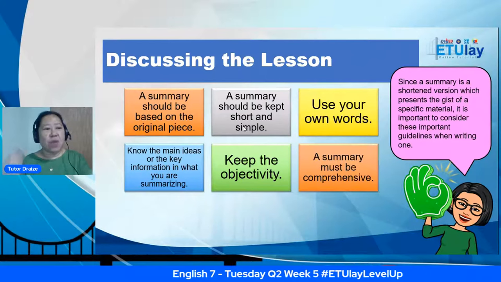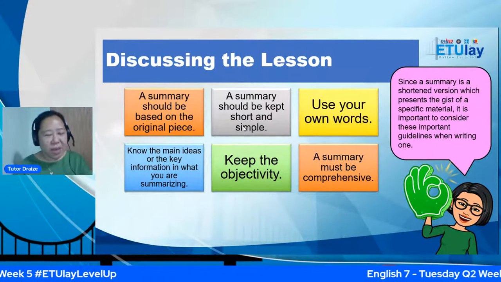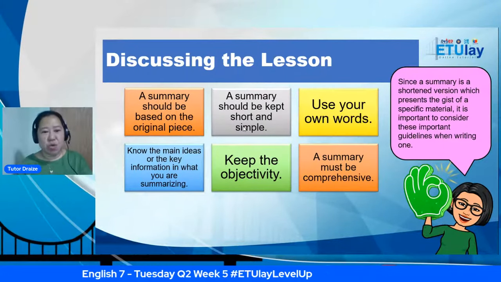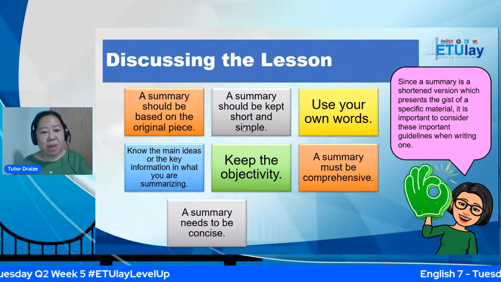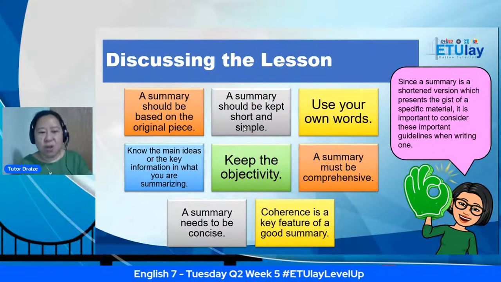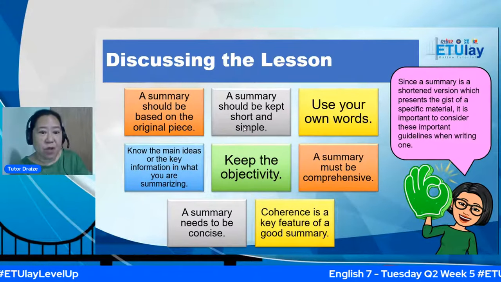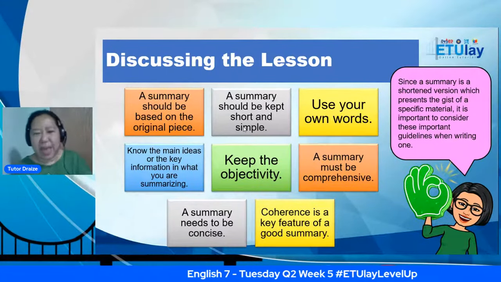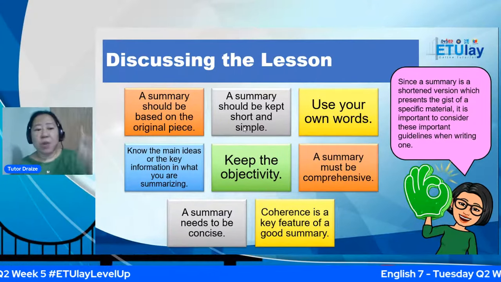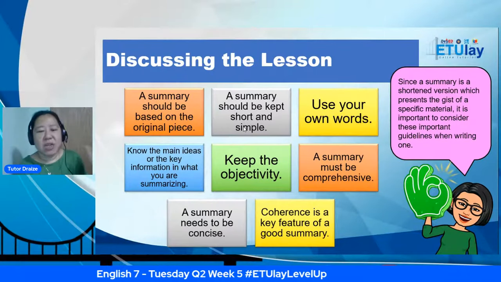Okay. Next, we will also be making use of a comprehensive summary. Don't forget that the summary must be comprehensive, it must be complete, it must be simple, and it must be easily understood by your readers. A summary must be concise also. And of course, coherence is a key feature of a good summary. All these important points are very vital in doing your summary. So don't ever forget them. So 1, 2, 3, 4, 5, 6, 7, 8. We have 8 points to consider that must always be remembered in doing the summary. If you will be able to remember all these 8, summarizing or paraphrasing will never be a difficult task for you.